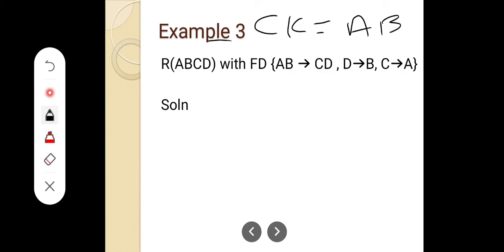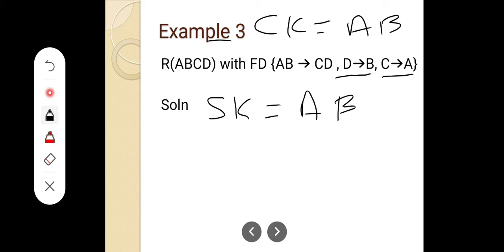The prime attribute is available in this one. Where all does it appear? D to B and C to A. Okay, so these prime attributes, this is candidate key, so it will be the prime attribute. So A and B are available in the RHS of these two functional dependencies. So the super key, actually AB was a super key.